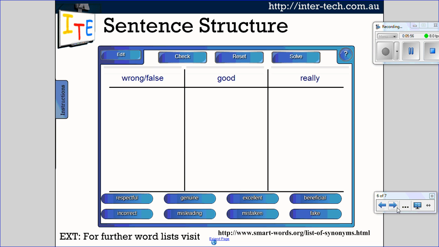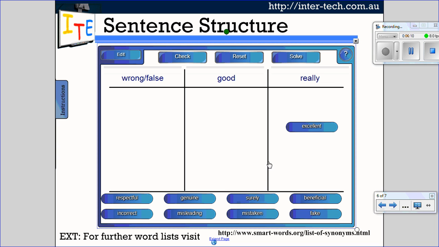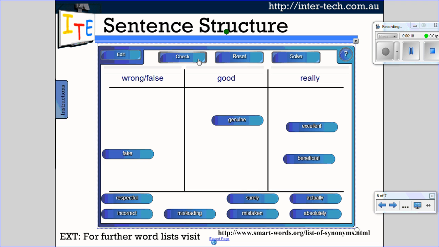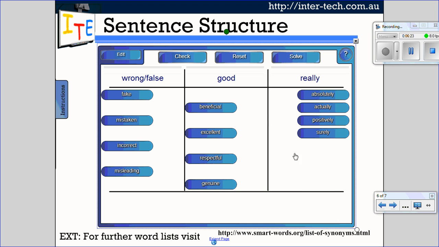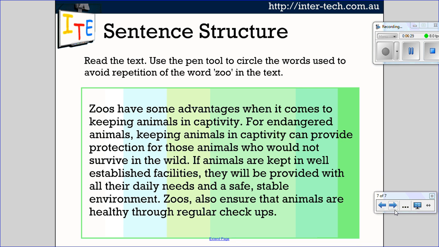This one here I've used category sort, so we're looking at words, for example, wrong or false, good or really. So we could have excellent, beneficial, wrong or false could be fake, genuine might be good. They can check, you can reset, and you can solve. So looking at alternative words. This one here using the pen tool again to highlight repetitious words throughout the text.